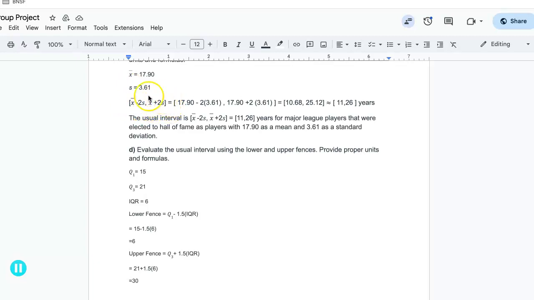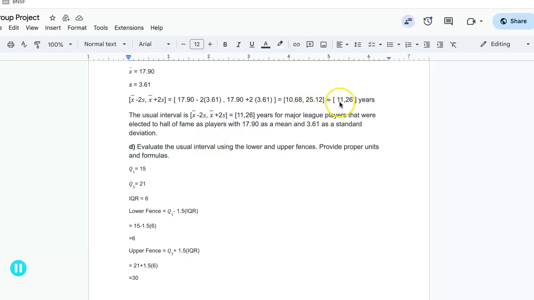For part C, we evaluated the usual interval using the mean and the standard deviation. We used this equation right here to find the min, and this equation right here to find the max, which the equation is the mean minus 2 times the standard deviation, and the mean plus 2 times the standard deviation, which in this case it was 11 and 26.